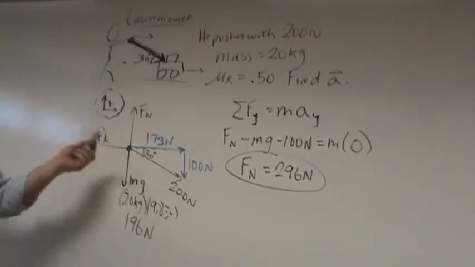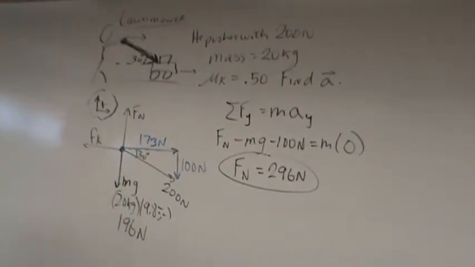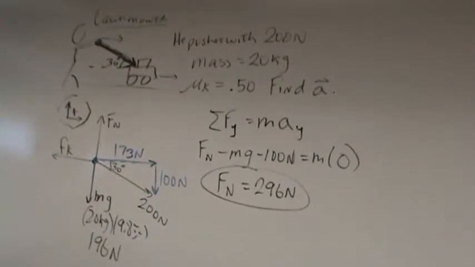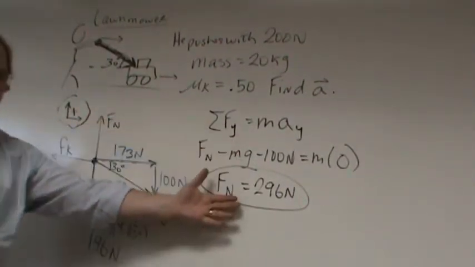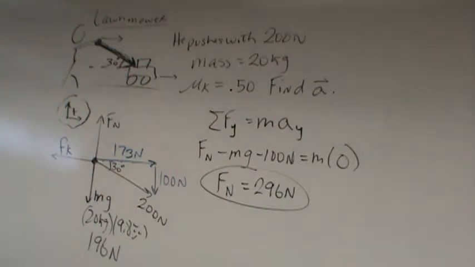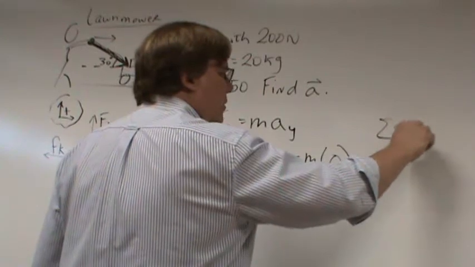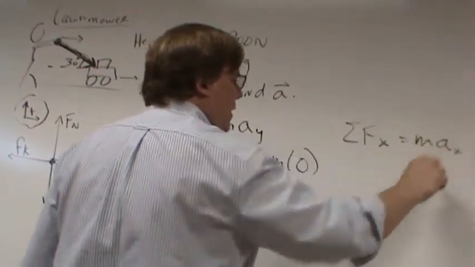From this time forward, it is a rare occurrence that your normal force is going to actually equal your weight. More often than not, it's not going to be equal to weight, and you're going to have to do some of the forces in order to find it. Well, let's go ahead and do the sum of the forces in the x direction equals ma.